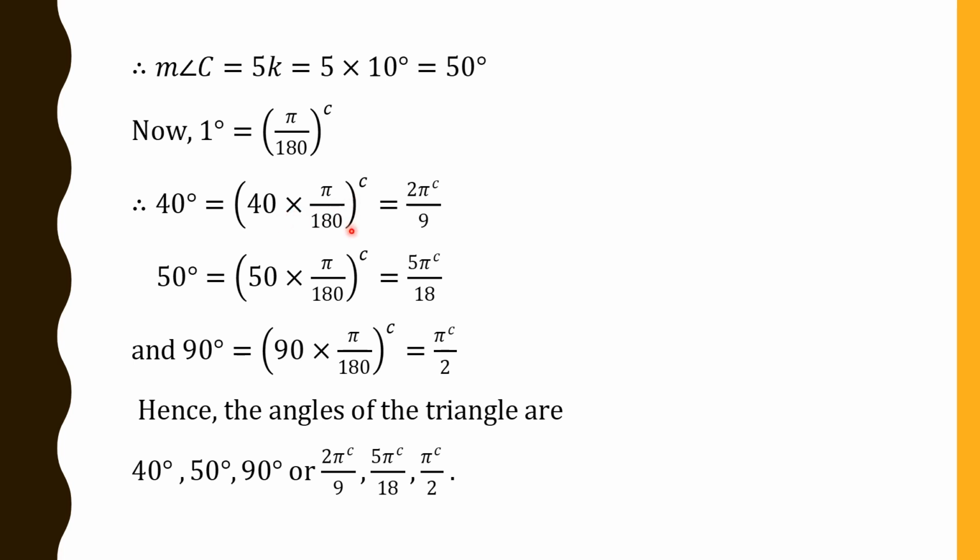Therefore 40 into pi divided by 180 radian. Simplifying we get 2 pi divided by 9 radian. Here also 50 degree equal to, convert into radian, multiply by pi divided by 180. 50 into pi divided by 180 radian equal to, simplifying, 5 pi divided by 18. And 90 degree equal to 90 into pi divided by 180 radian equal to pi by 2 radian. Hence the angles of the triangle are 40 degree, 50 degree, 90 degree. Or in radians, 2 pi divided by 9, 5 pi divided by 18 and pi divided by 2.